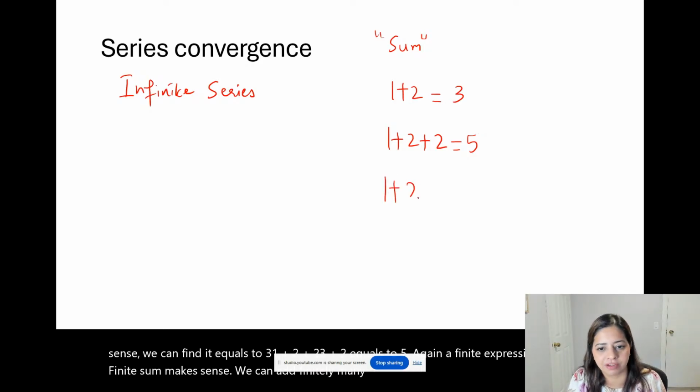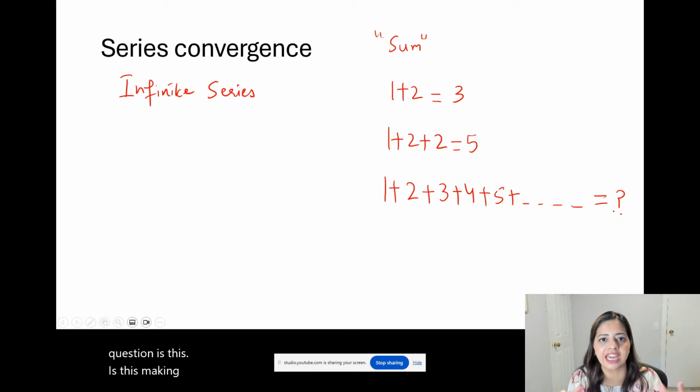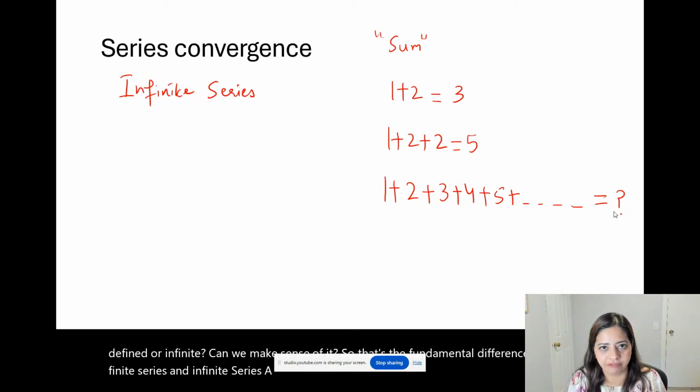But what happens if I do 1 plus 2 plus 3 plus 4 plus 5 and so on? I never stop. I keep adding numbers and I never stop. So the question is, is this making sense? Is the end sum a well-defined finite number, or is it going to be not defined or infinite? Can we make sense of it? That's the fundamental difference between a finite sum and an infinite sum.